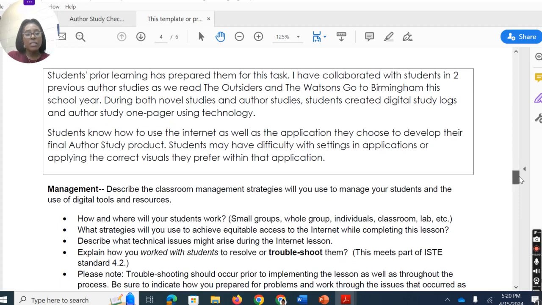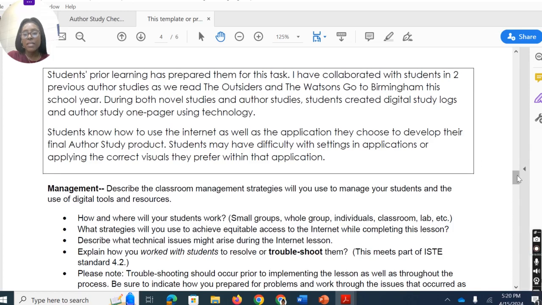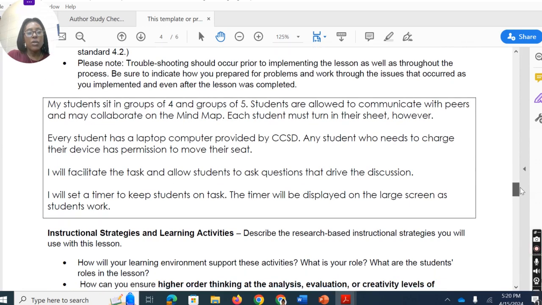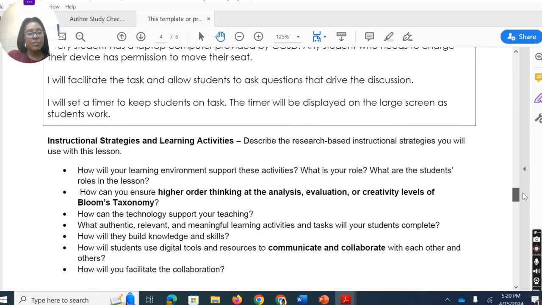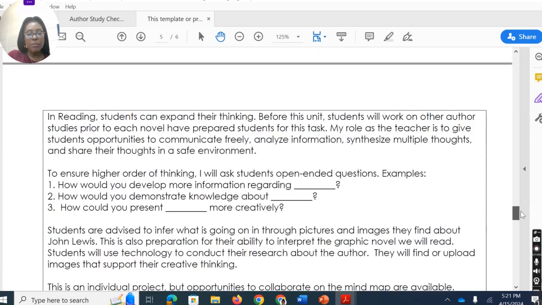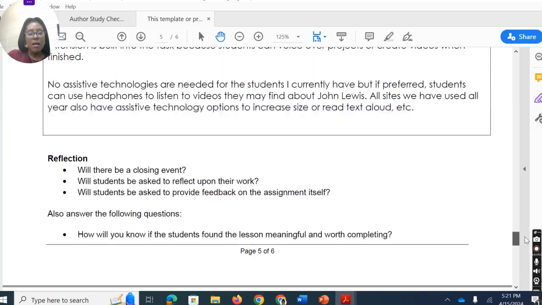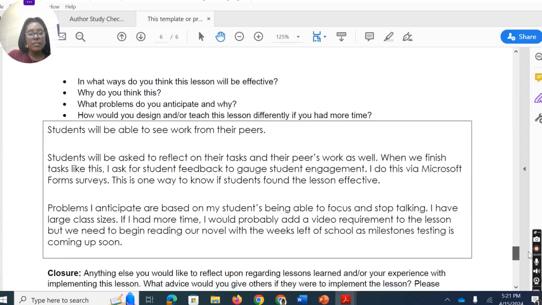The students were able to collaborate with other students when it came to the mind map, but not with the final product. We've done things like this before as a class through reading The Outsiders and The Watsons Go to Birmingham. Now we're reading our next novel, which is March Book 1. So they do sit in groups, and I do use a timer, so there is some collaboration, but the final product is independent. Differentiation is included in the lesson.